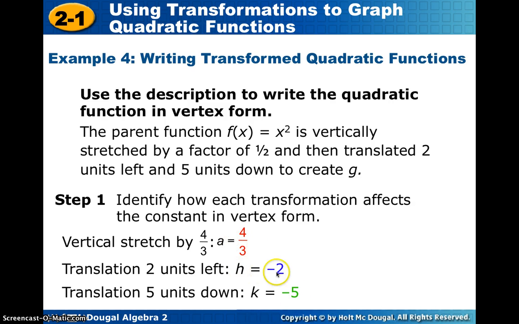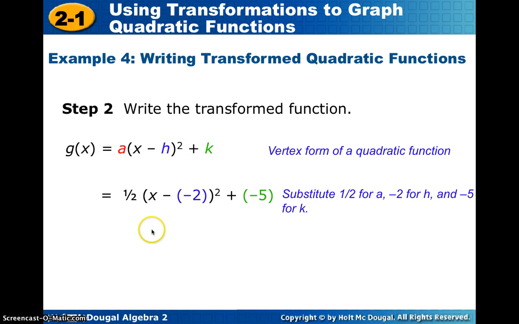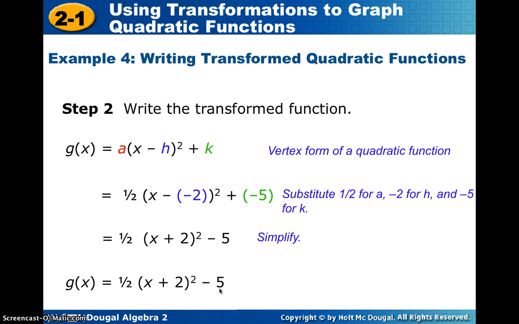So we just need to plug those things into our vertex form for the equation. So here's our vertex form. We're just going to substitute 1/2 for a, -2 for h, and -5 for k into this equation. And then that is going to be our equation. We can simplify that, since a plus minus a negative turns to a plus. Okay, so that would be our equation. Okay, great.